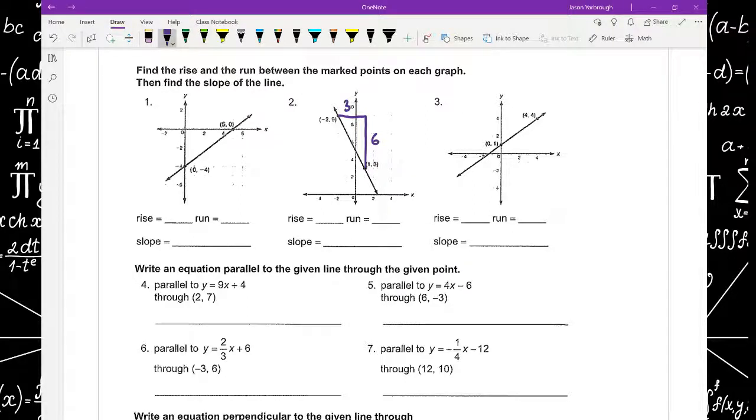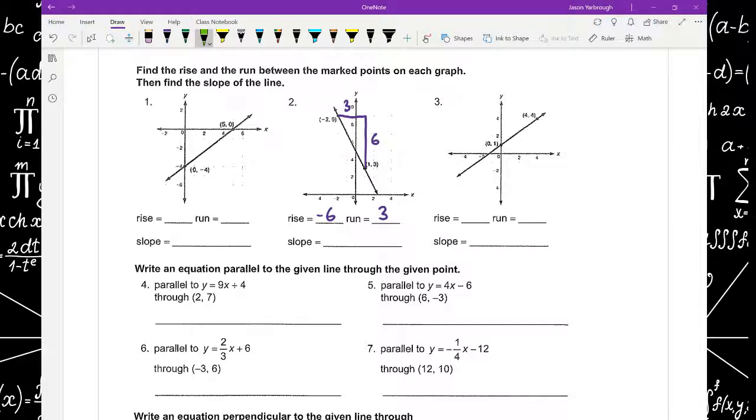So rise is up and down. We've got this 6. So it rises 6. Technically we're going down 6 with how I did it, but you could switch these around. So this one could be negative or positive, depending on how you end up working it. Okay. So I went down 6. The run, I went right 3, so that's a positive 3.